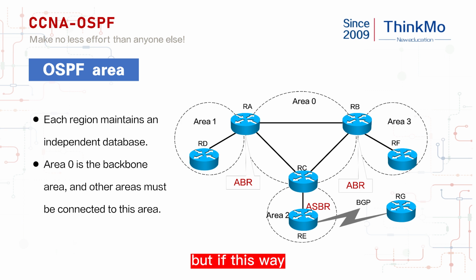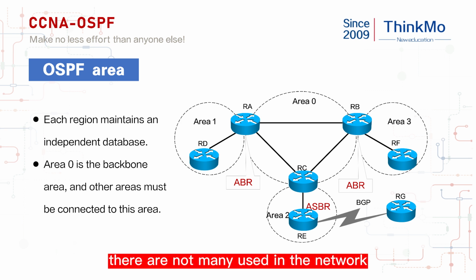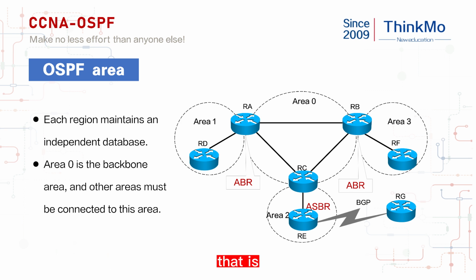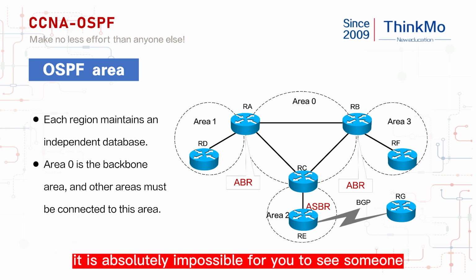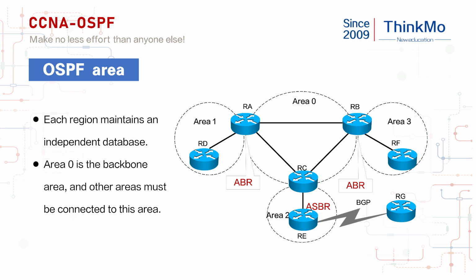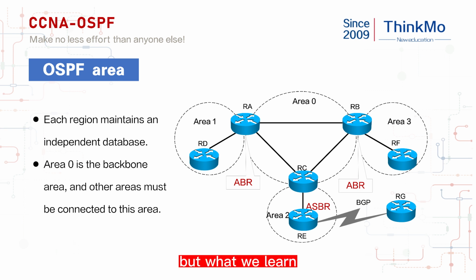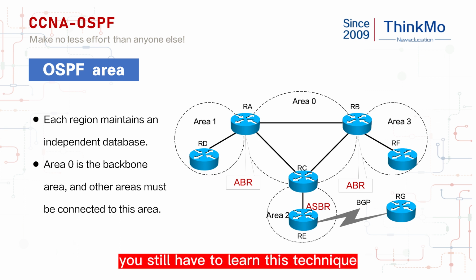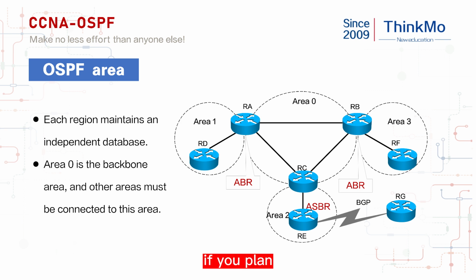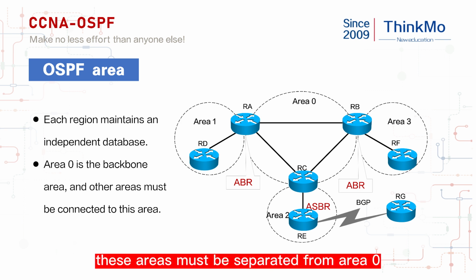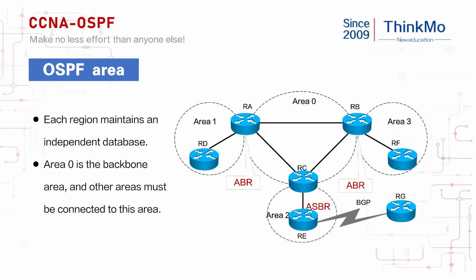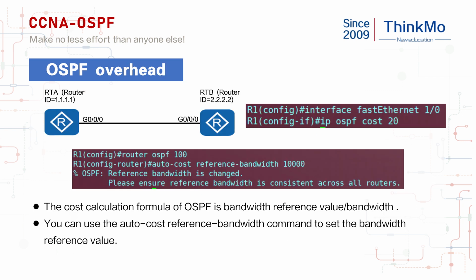But if done this way, we'll create a loop. In fact, this is not used much in real networks. It is absolutely impossible for you to see someone using a virtual link on the internet. But for what we learn, you still have to learn this technique. If you plan, these areas must be connected to area 0. That's a technical problem.